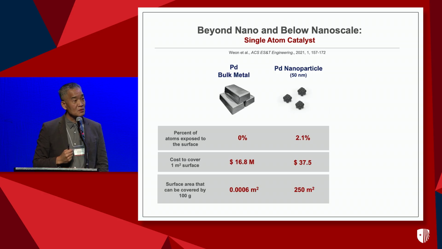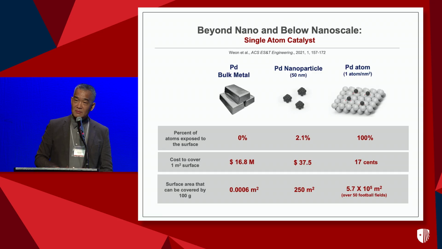But what if you go down to one single atom? So palladium, atom by atom, onto a substrate. If you have 100 grams of palladium, now you are going to cover 50 football fields. Football here means soccer. So 50 football fields. If we can control that, we may not be limited so much by the cost of the material, because we are utilizing the full potential of each element that we are adding.